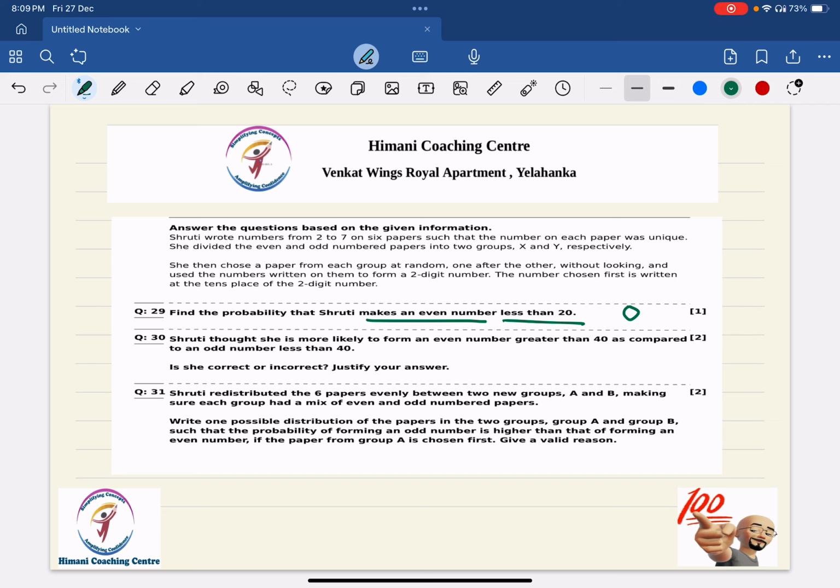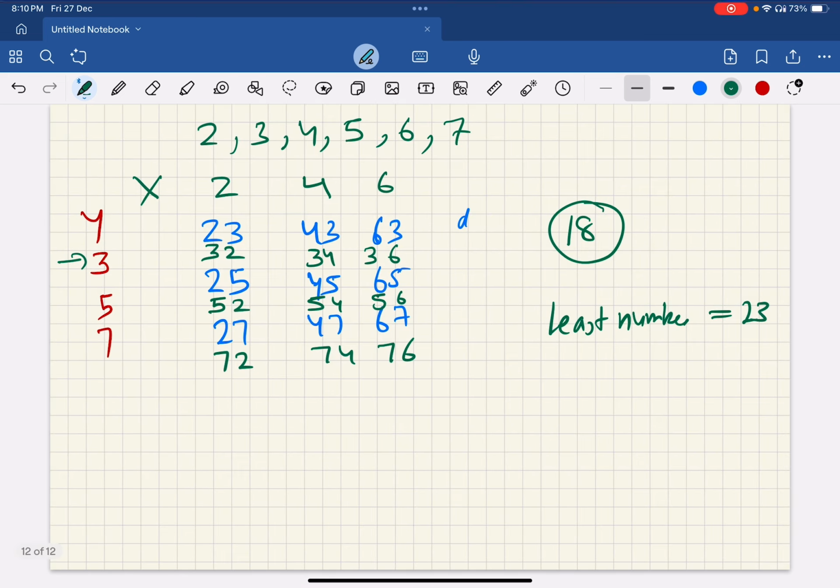Then the next question says Shruti thought she is more likely to form an even number greater than 40 as compared to an odd number less than 40. So is she correct or incorrect? Justify your answer. So let us look for all the even numbers which are greater than 40 and all the odd numbers which are less than 40. So let's go back and check.